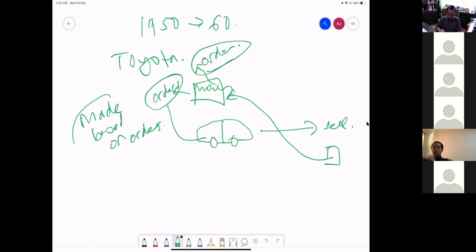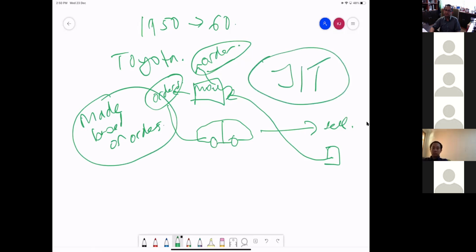So this was the principle of just in time. Just in time. Just in time. Because survival. You want 10 cars? Okay, give me the money. I build 10 cars for you. Then this is your car. So I got the money. That was the business after Second World War.